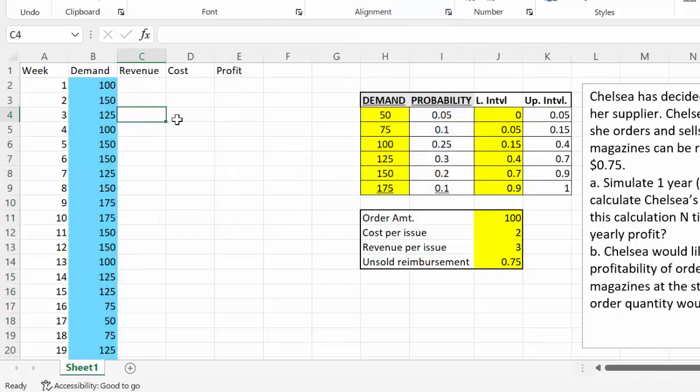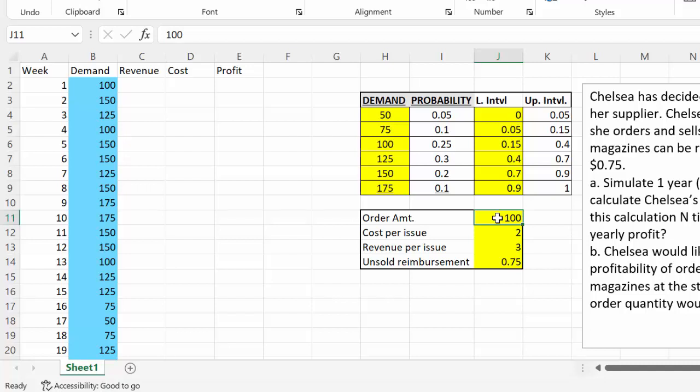So far we've got all the information, but one thing we notice is that she's ordering 100 at a time. But on certain days demand is 100, 125, 150, some days 175, and that can happen. But remember, all she has is 100. So on many days people are walking away saying, oh, I wish I could have that celebrity magazine. Now I don't know what the celebrities are up to because I can't get that magazine.